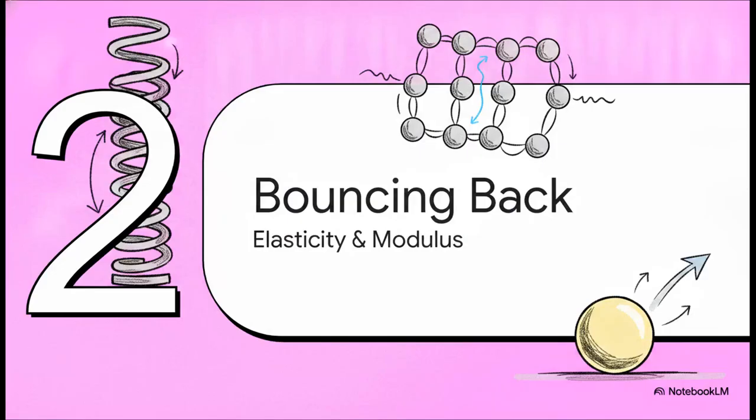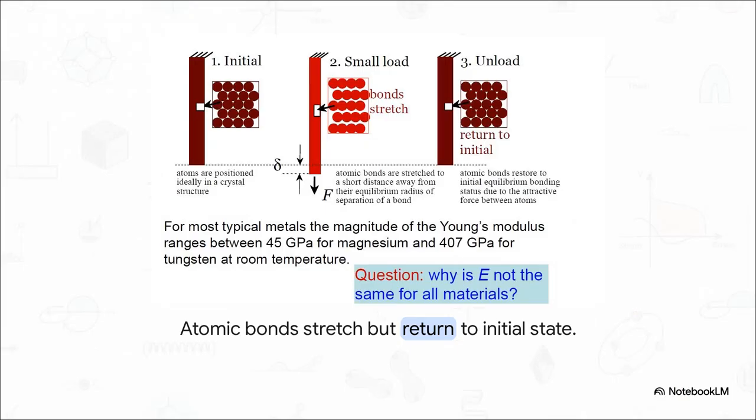Section 2. The science of bouncing back. Elasticity and Young's modulus. What exactly happens at the microscopic level when you stretch a material? Well, when a relatively small load is applied, the actual atomic bonds inside the material stretch just a tiny bit away from their normal equilibrium. They're pulling apart, sure, but they haven't broken. And the cool part is, when you remove that load, when you just let go, the attractive force between the atoms pulls them right back to their initial starting positions.